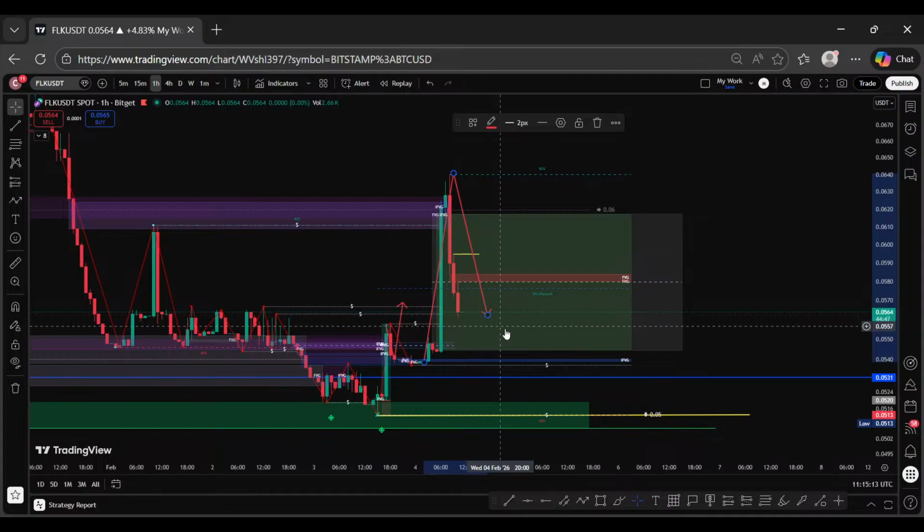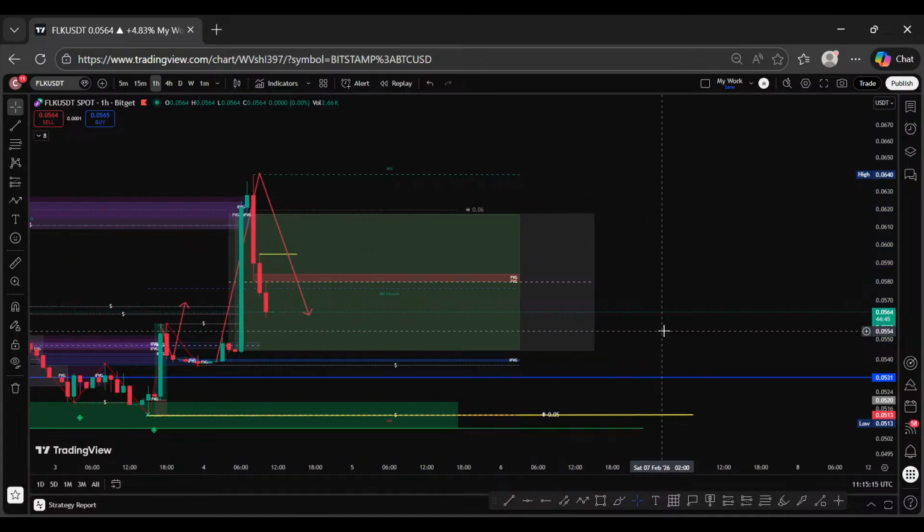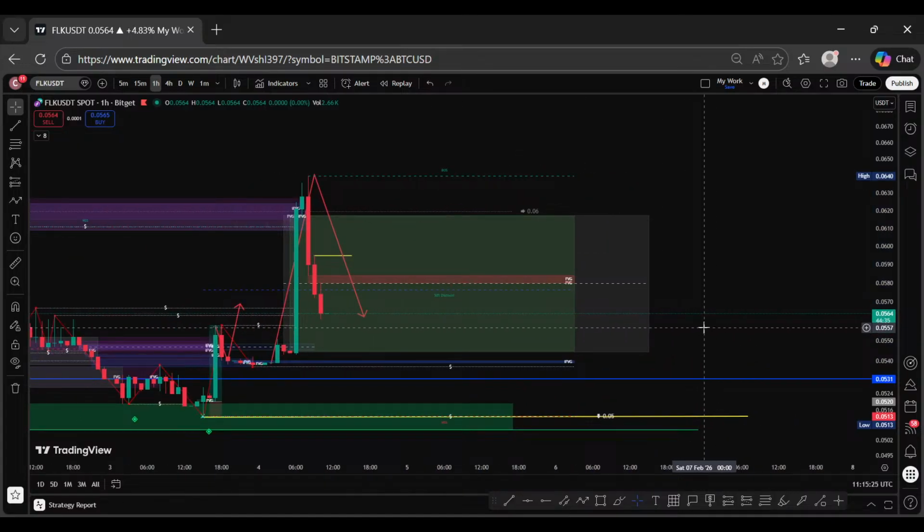So I think there will be a move of BTC. Yes, next we have already talked about the BTCUSDT, and now right now I'm on the FLKUSDT. If you are good with spot trading, this is the best way for you to have it.